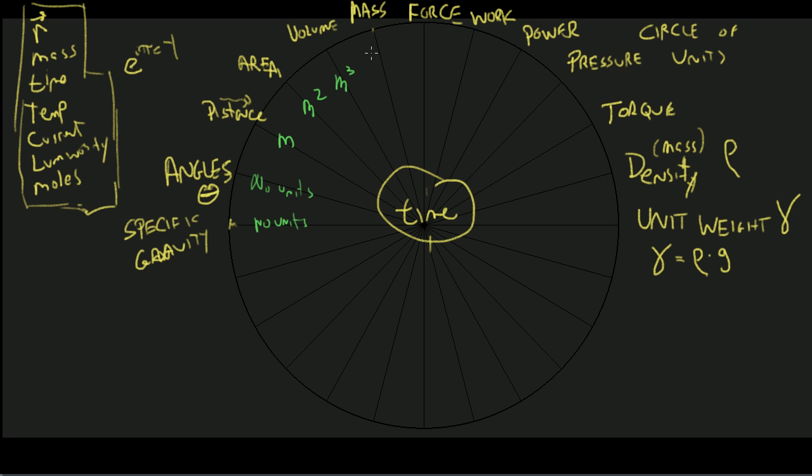this is actually kilograms. Force is newtons. Work is joules. Power is watts. Pressure is pascals. Torque is actually newton meters. It doesn't have a special name. Density would be kilograms per cubic meter, and unit weight would be newtons per cubic meter. These are the standard units in the SI system, of course, with time being seconds.